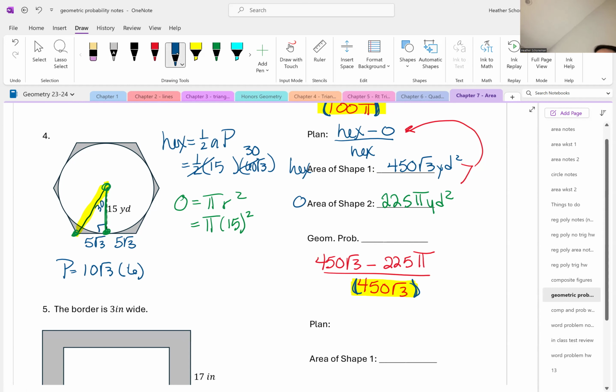Okay, let's practice putting this one in our calculator because it's a little tricky. So I'm going to do 450 square root 3. If I hit minus now, it's going to be under the radical, which I don't want. So I arrow to the right, then do minus, and then I have 225 pi. Enter. Now I've got to divide. I'm going to divide by 450 square root 3. Since it's more than 450, I'm going to do parentheses, square root 3. If I hit parentheses now, it'll be under the radical. I don't want that. Arrow to the right, close the parentheses, hit enter. And so I get 9%.